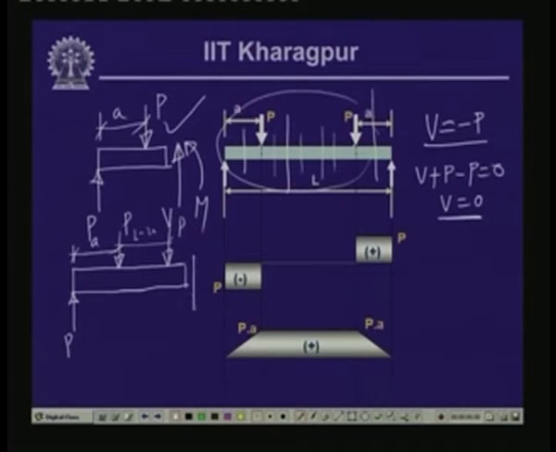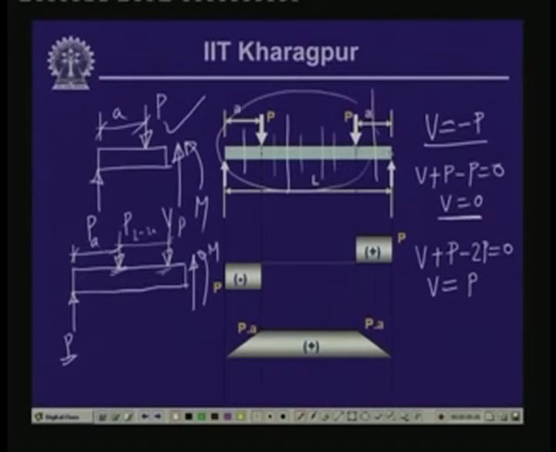Now, here again you have the shear force V and the bending moment M. If we take the equilibrium of the vertical forces here, we have V plus P, the reactive force, then the loading P and P, which is minus twice P, equals 0. So, this gives us a value of V equal to P.